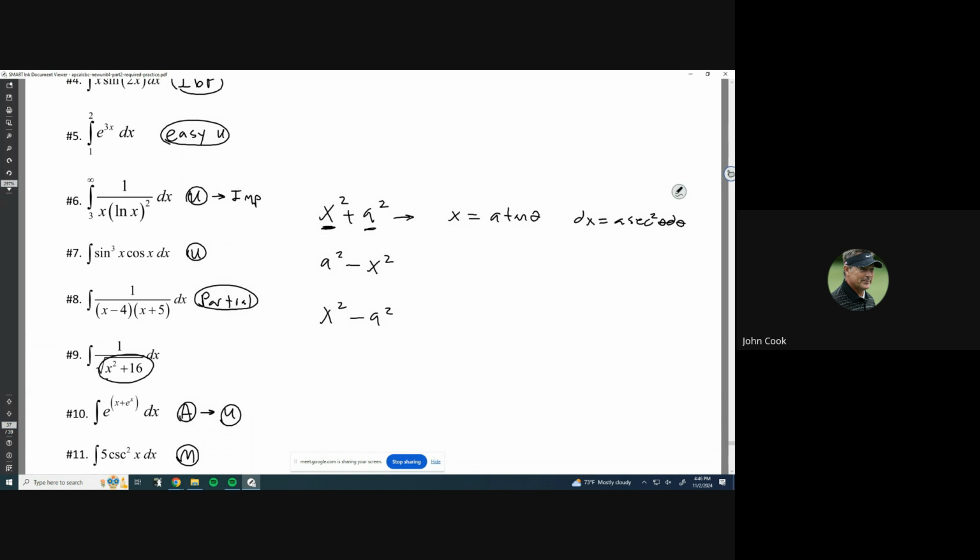With a squared minus x squared, that's the case where you've got sine, so x is equal to a sine theta, and dx would be equal to cosine of theta d theta. The last one is if I see x squared minus a squared, I can replace that x with a times the secant of theta. And the derivative of secant is secant times tangent.